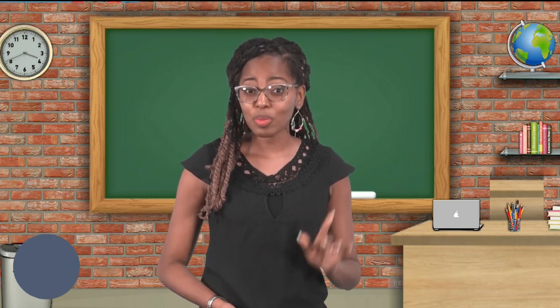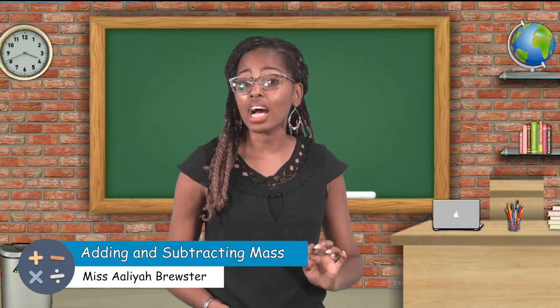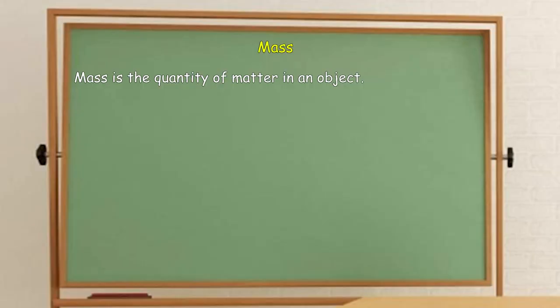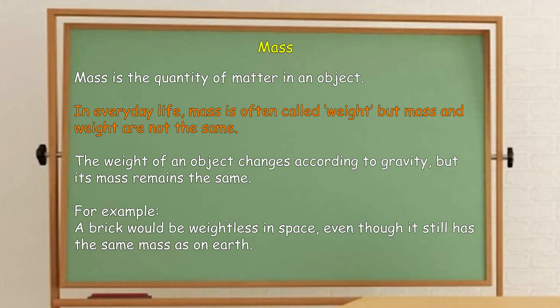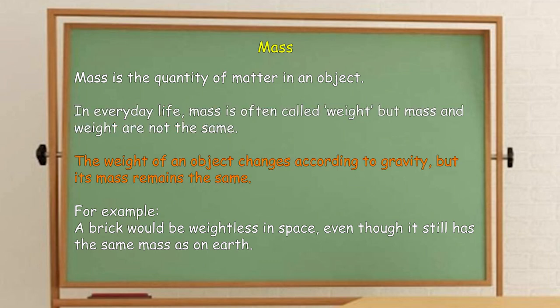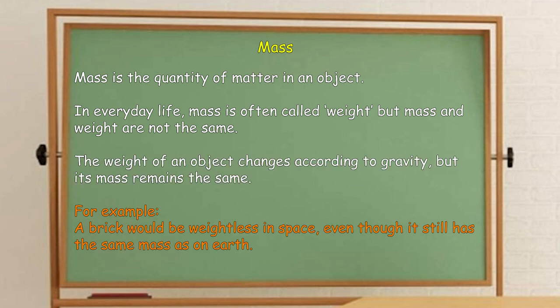Today's topic is adding and subtracting mass. To begin, we're going to define mass. Mass is the quantity of matter in an object. In everyday life, mass is often called weight, but mass and weight are not the same. The weight of an object changes according to gravity, but its mass remains the same. For example, a brick would be weightless in space, even though it still has the same mass as on Earth.